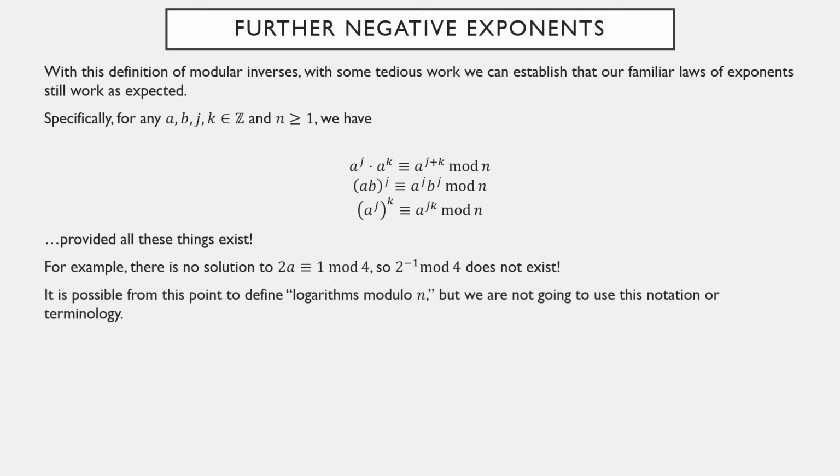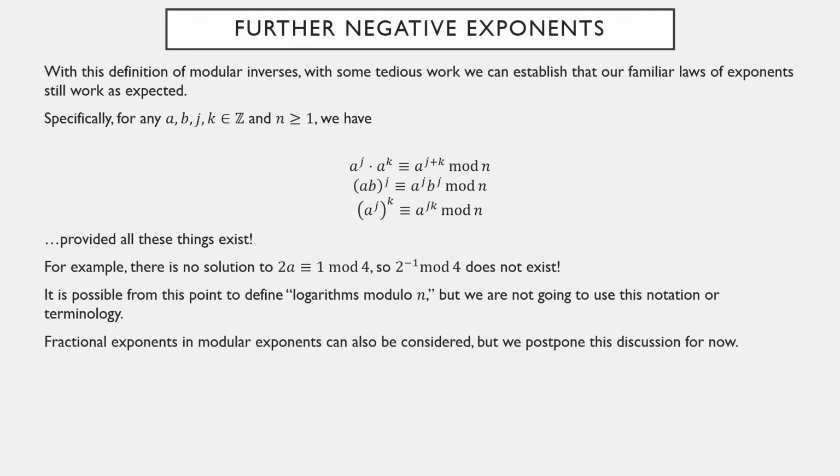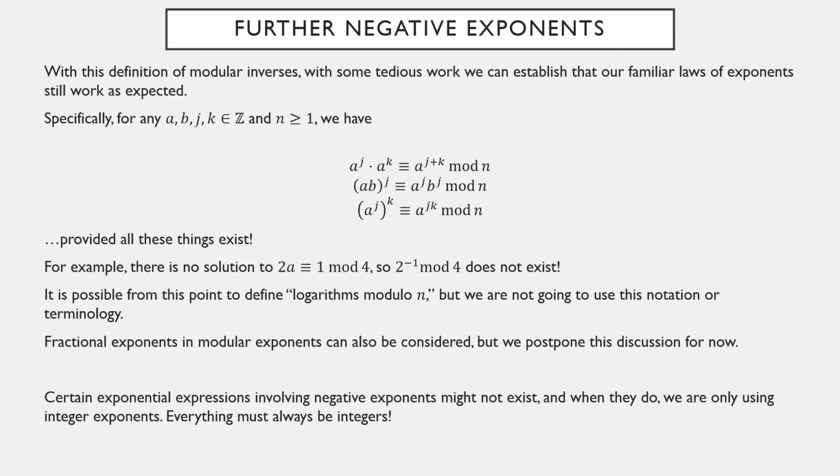Now, it is possible, now that we've got exponential notation, to define mod n logarithms as inverses of exponentials, but we're not actually going to use this notation nor that terminology. Fractional exponents can also be considered, like the 1/2 power being the square root, and we can try to figure out what that means, but we're going to postpone that discussion. It will come back later. Certain exponential expressions involving negative exponents might not exist, as we've seen, and when they do, we are only using integer exponents. Everything for our purposes here has got to be integers. The numbers, the exponents, the bases, everything.